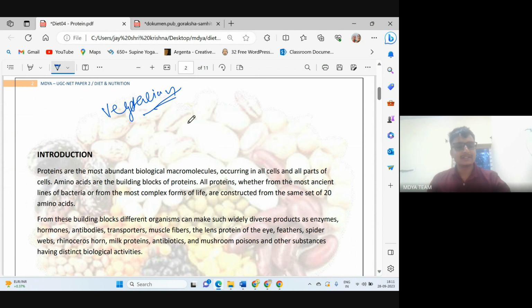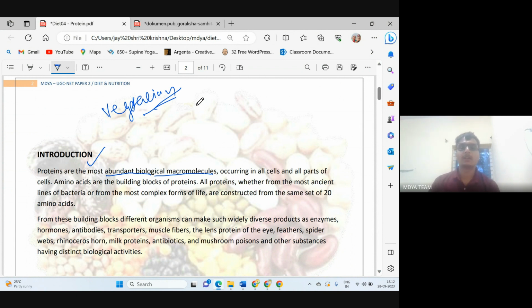So if you are vegetarian, it is very important to know about protein, how to complete protein from a vegetarian diet, and what the protein requirement for our body should be. So let's start today's topic. Proteins are the most abundant biological macromolecule. This means proteins are present everywhere.